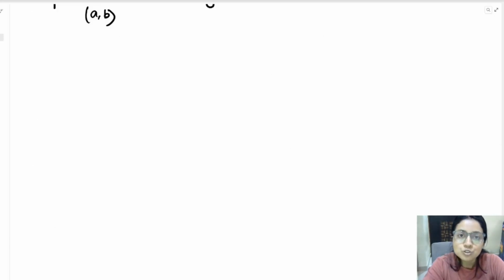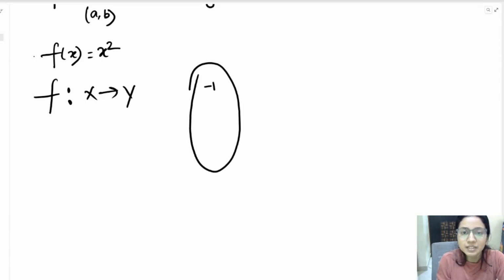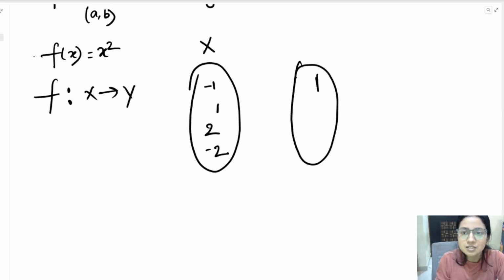Now there exist two most important conditions which need to be fulfilled, and only then will the inverse of any function exist. So suppose we are having a function f of x is equal to x square, defined from set X to Y. Let's say we are having set X as minus 1, 1, 2 and minus 2. This is set X, and set Y has 1 and 4.